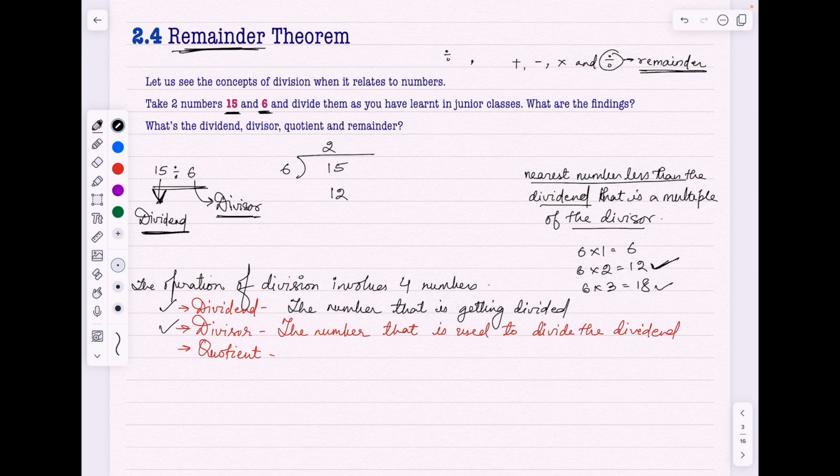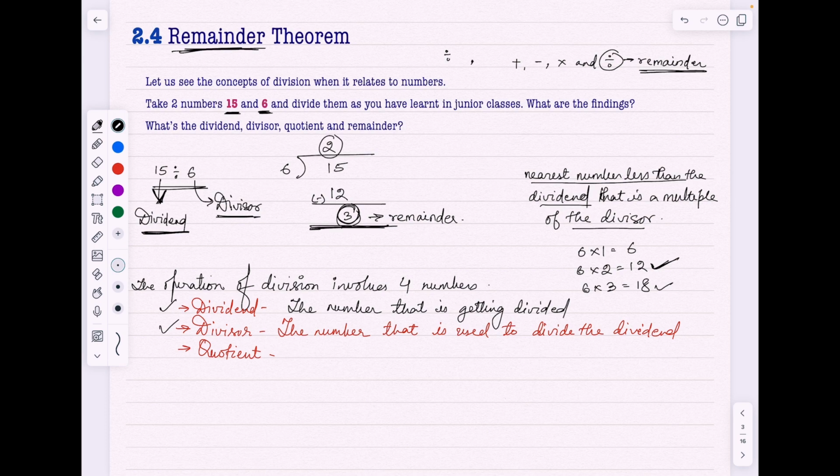In childhood we used to do so: 6 into 2 is 12, so we write 12 here. Then we subtract these two, 15 minus 12, and we get 3. After this number you cannot further divide it, so you stop the division process here itself. And you say that this 3 is the remainder. The number that is left, that is less than the divisor, is called the remainder.